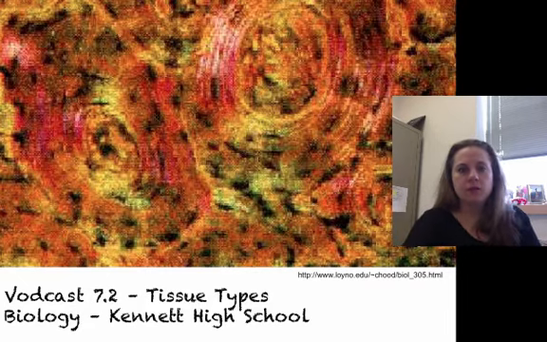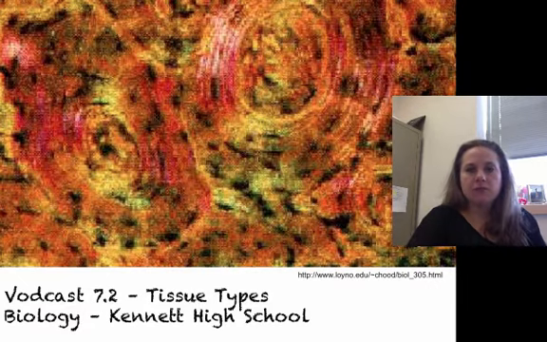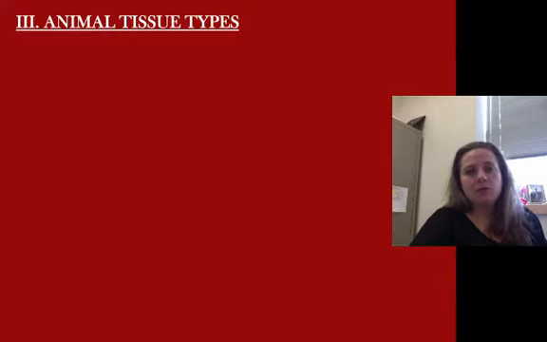In this vodcast we're going to take a look at the different types of animal tissues and take a little bit of a look at some of the specific types, what they look like, and what their functions are. So here we go. Animal tissue types come in a lot of different ways and they all, as we know, are made up of cells, particular specialized cells that serve a very important purpose to the function of the tissue as a whole, and those tissues then go on to create our organs and so on.